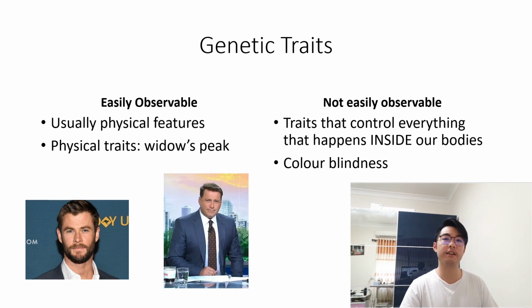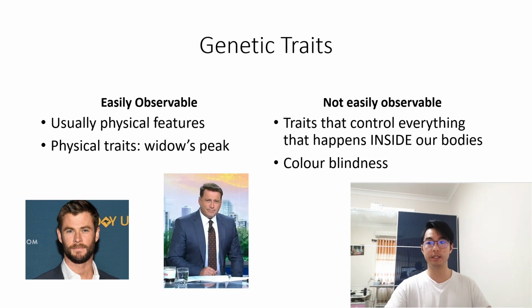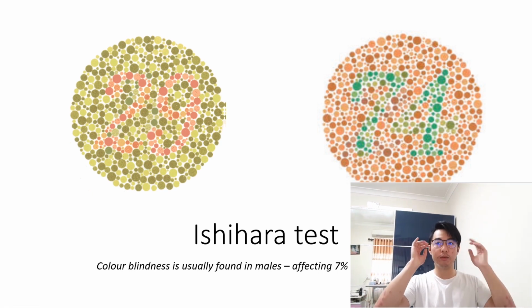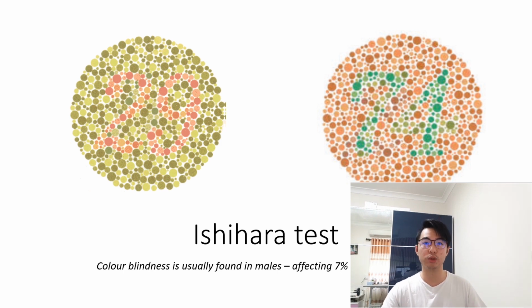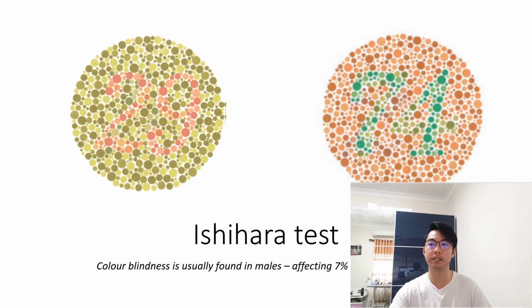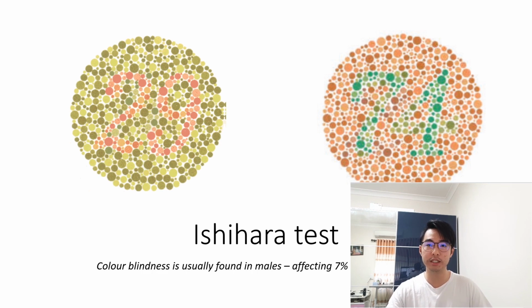Now on the other side we have traits that are not easily observable, and these traits control everything that happens inside of our body. And for example, these non-observable traits could be color blindness. Now, color blindness is an example of a trait that isn't easily observable, and most genetic traits aren't, because they control what happens inside of our body. Now, a person who is colorblind does not see color the way a person with normal vision does. And color blindness is usually found in males, affecting about 7% of the male population.